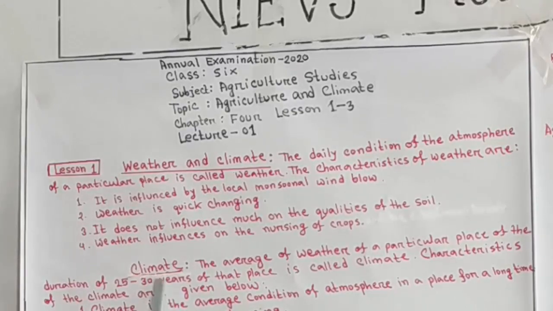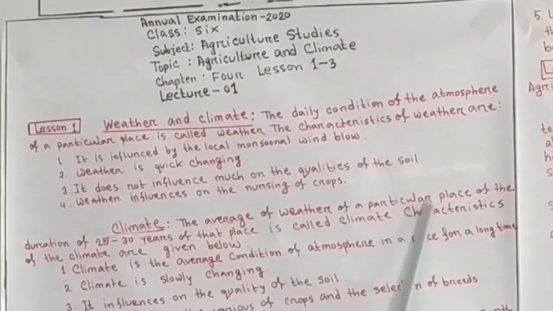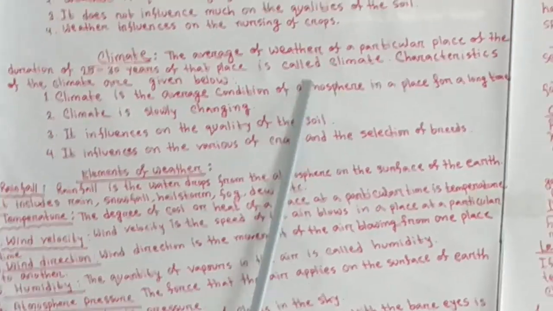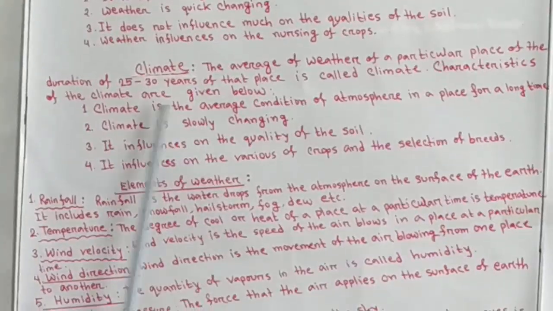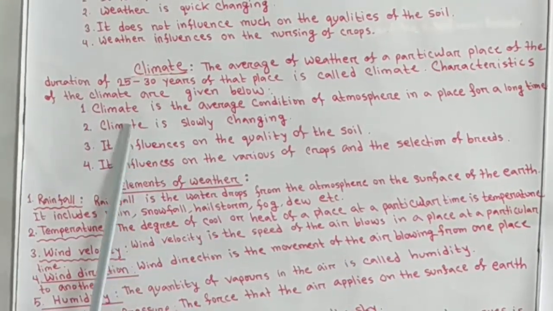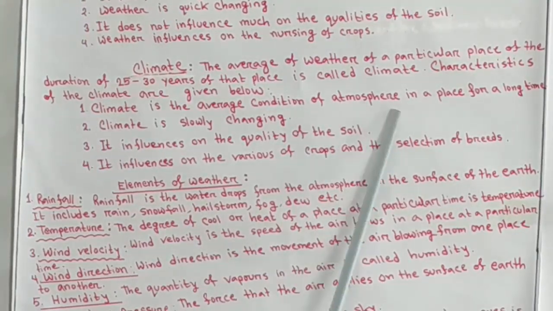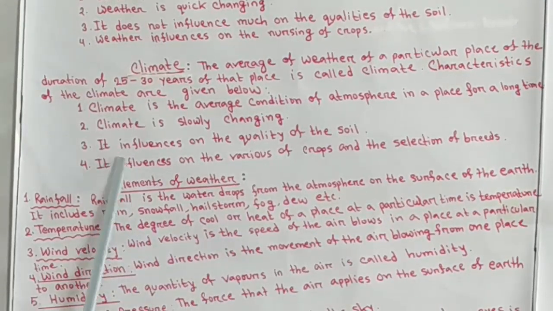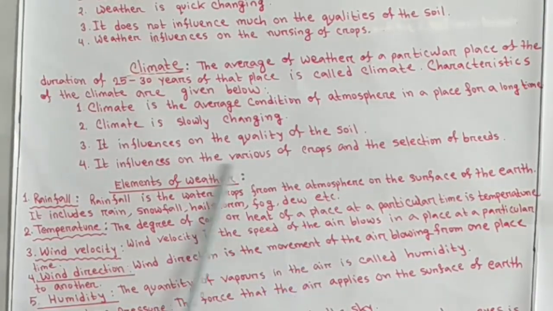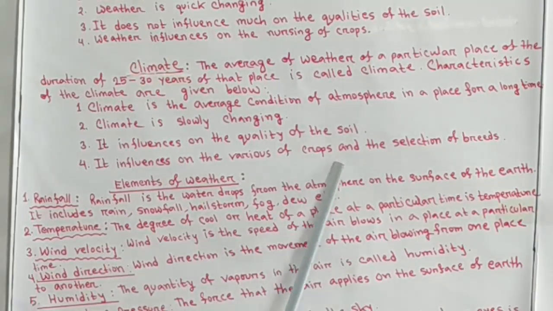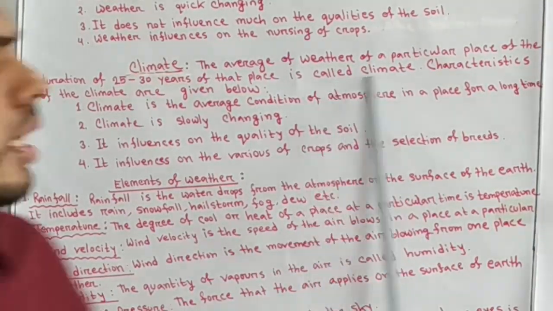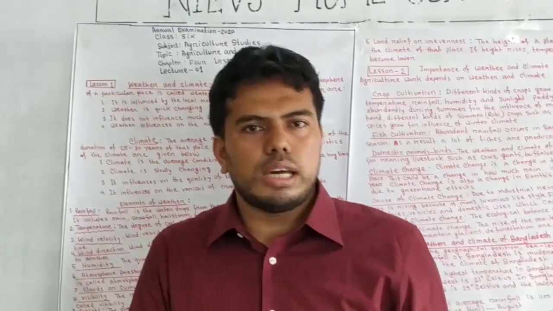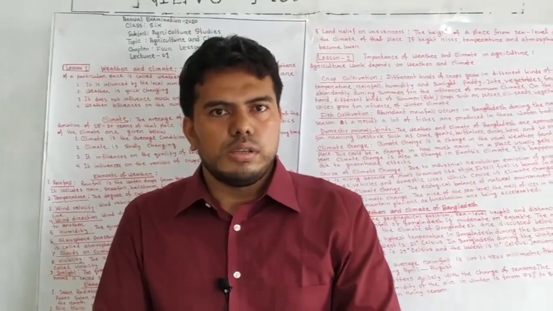Now, climate. What is climate? The average of the weather of a particular place over a duration of 25 to 30 years is called climate. Characteristics of climate are given below. Climate is the average condition of the atmosphere in a place for a long time. Climate is slowly changing. It influences the quality of the soil. It influences the variety of crops and the selection of breeds. So in lesson 1, we got the idea about weather and climate, and we learned the definitions of climate and weather.